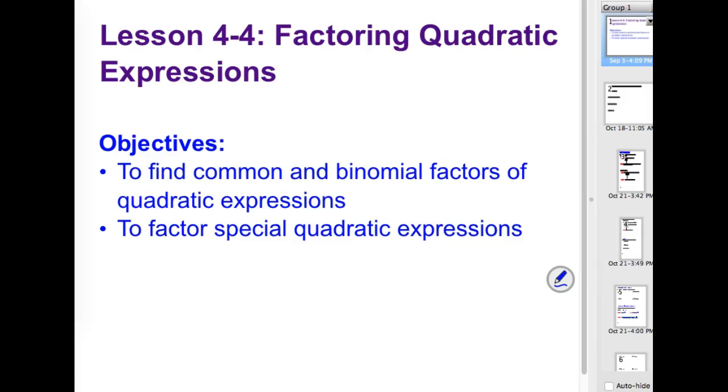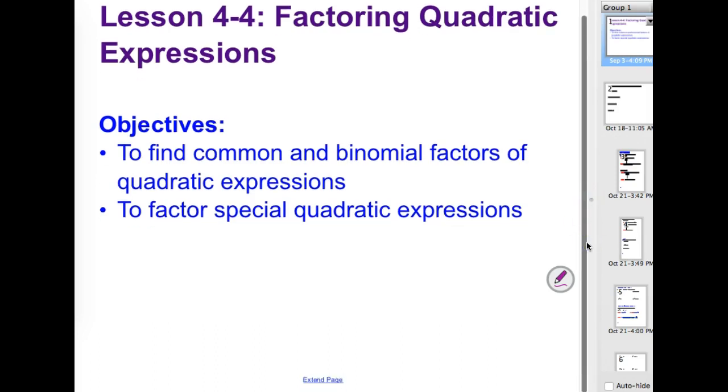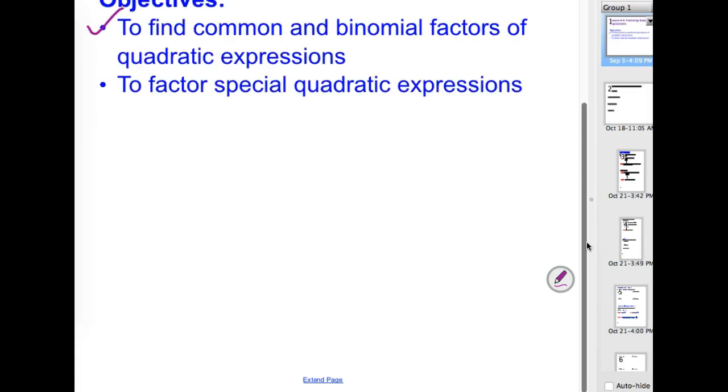All right, we are going to look at the second part of section 4.4 for Algebra 2 today. But before we start that, we're going to do a quick review of what you did yesterday. So our topic yesterday was this one. We looked for finding common and binomial factors of quadratics. So let's start with a quick review.